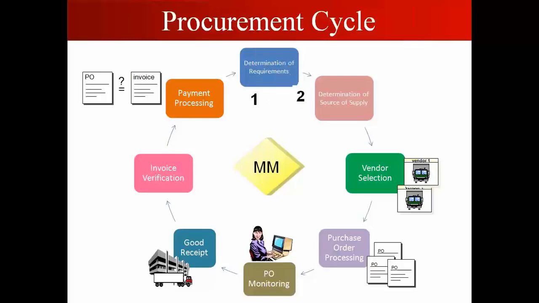Then step number two is determination of source of supply. If I'm working as a purchasing officer in a company, I'll first get the requirement. In the second step, my task is to see where I should buy my goods. That's called determination of source of supply. Where should we get the supply from? We need to select a vendor.